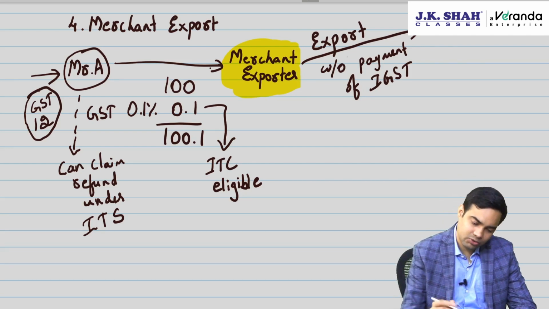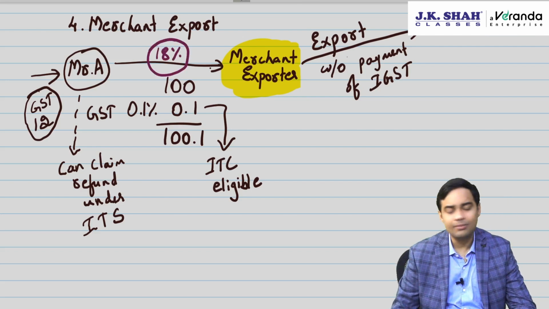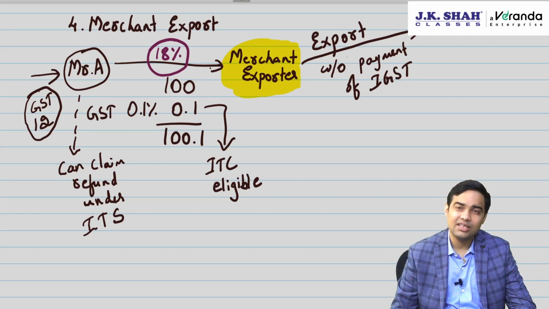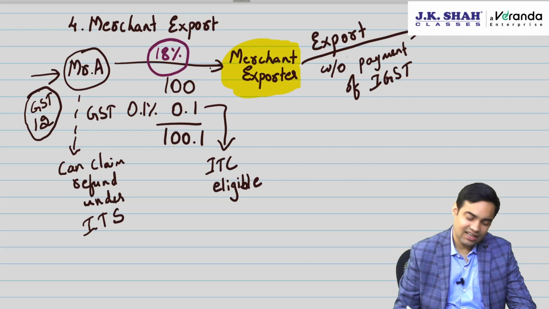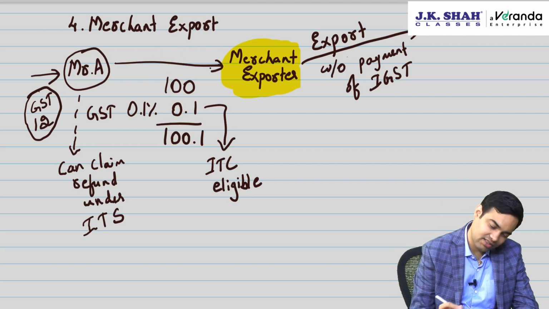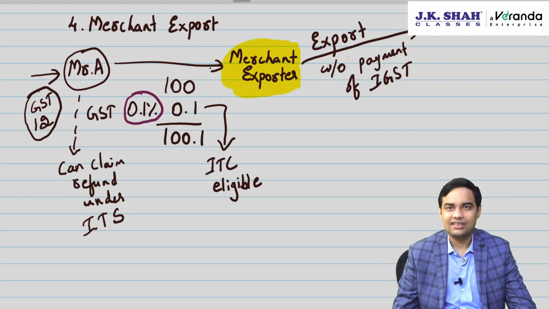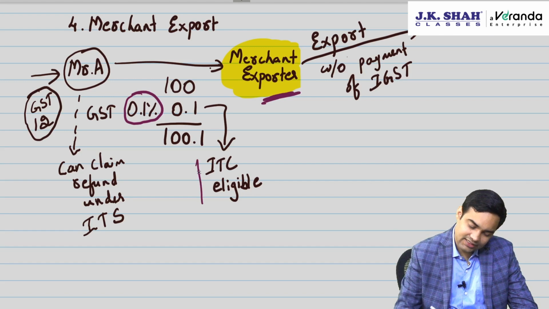Now, say suppose 18% is charged as GST on the purchase. They will be eligible for refund, but they will have to go to the department. That money, working capital will be stuck. There are other implications like running behind the department again and again, and that's why government gave a special rate for them of 0.1%. So instead of charging 18%, or 12, 5, whatever rate is charged, it will be 0.1%. And is the merchant exporter eligible for ITC of this 0.1?